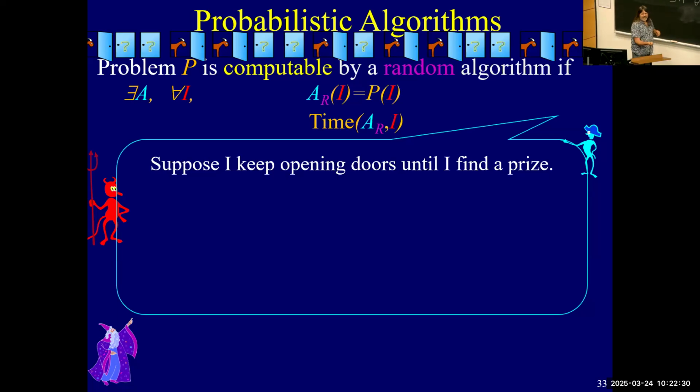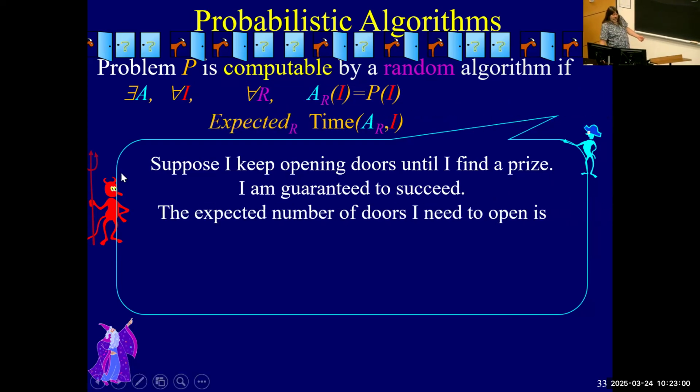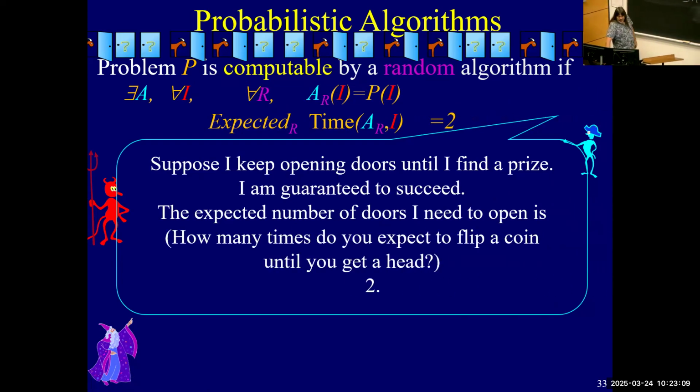So now I'm flipping a coin. The probability is a half that I get a prize. What's the expected number of doors I have to open till I get a prize? 2. Right? So now what we've changed is we put a for all here. For all coin flips, we're going to find a prize. Why? Because we're guaranteed. And we put an expectation here. What's the expected running time? And the answer is 2.